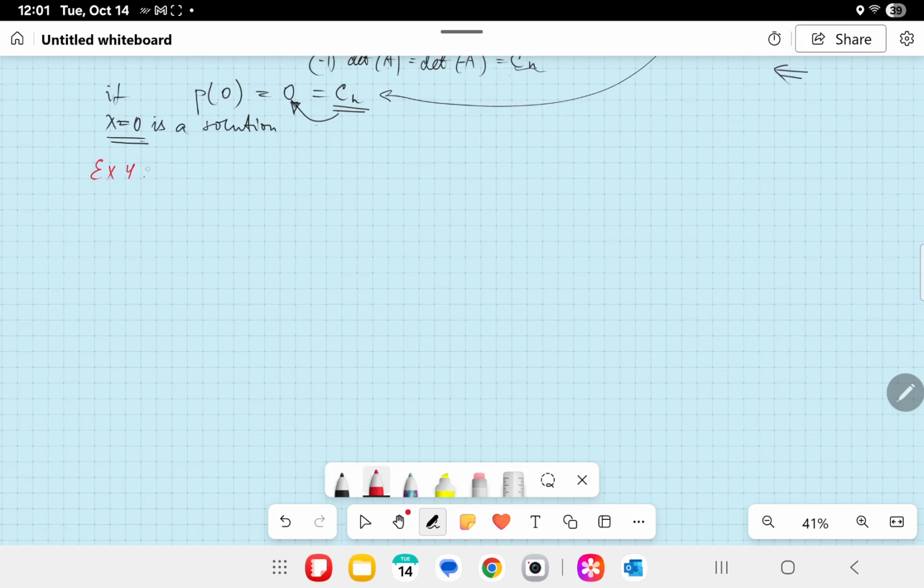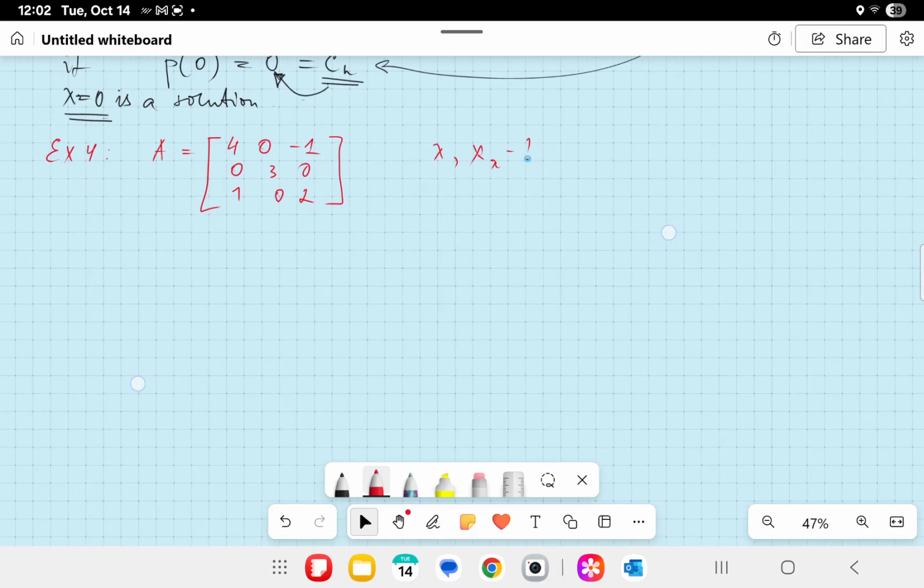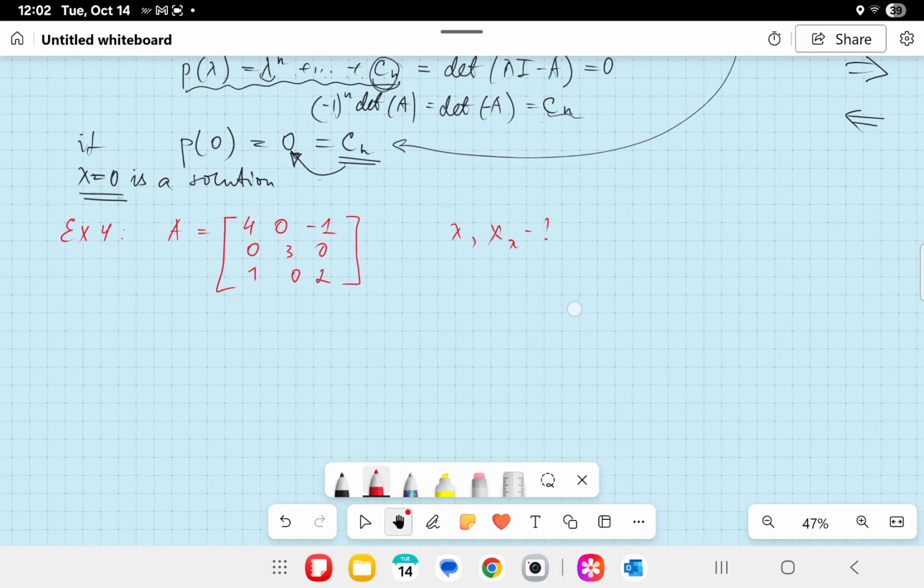I'm going to consider a full problem. Somebody gives me a matrix A with some coefficients, and they are asking for lambda and x lambda, the short way to write down eigenvalues and eigenvectors. Something is happening with my electronic pen. I think I kind of broke it. Okay, so how do we solve it?